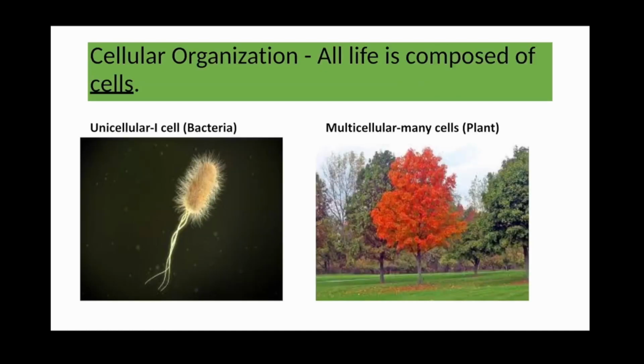So for cellular organization specifically, every living thing is composed of cells. Now if it's a bacteria, it might just be a single cell, but it's still a cell. So if something is alive, it's going to be made of cells. Versus a tree, with billions, trillions of cells, but it's still made of cells. If something's made of only one cell, we say it is uni, meaning one, cellular: unicellular. If something is made of more than one cell, we say it is multicellular.